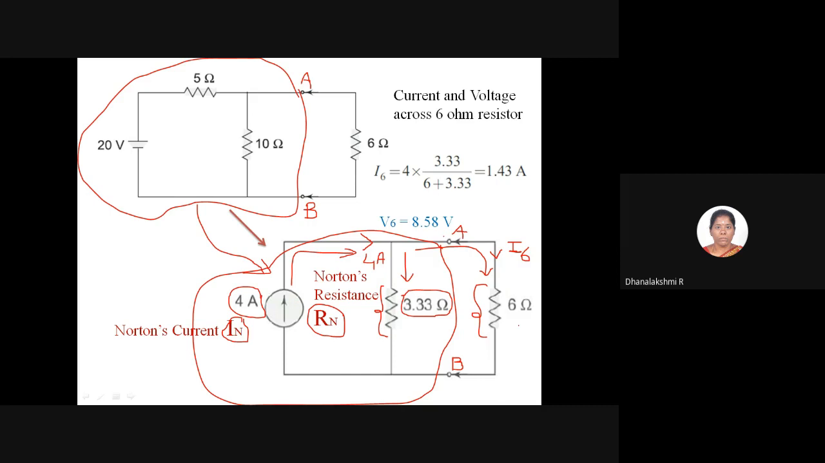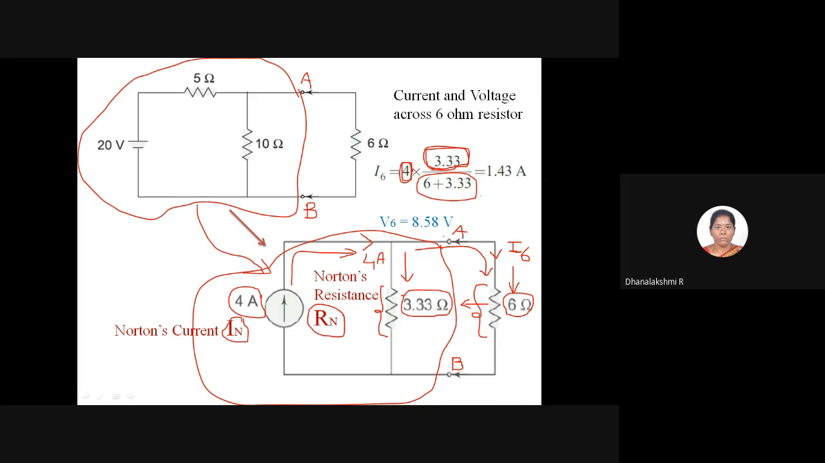For the current division rule, the idea here is to find the current in 6 ohm. The formula is total current into opposite resistance by the total resistance. The total current here is 4 ampere. For 6 ohm, the opposite resistor is 3.33 ohm. So the total resistance will be 6 plus 3.33.